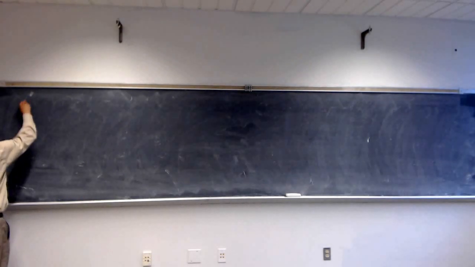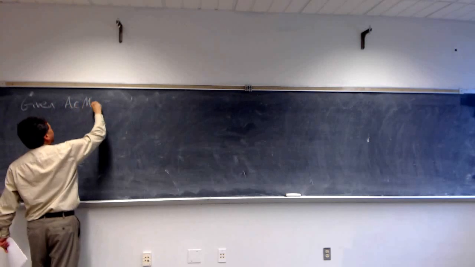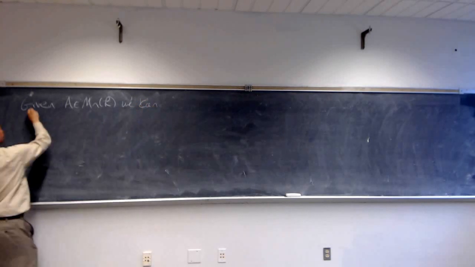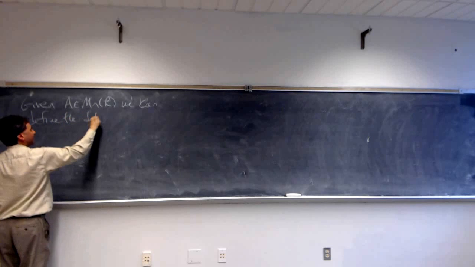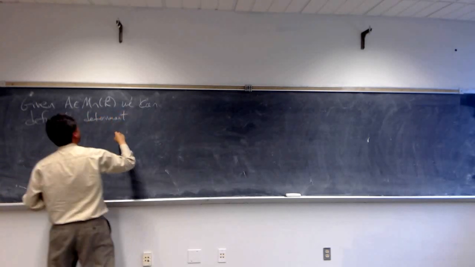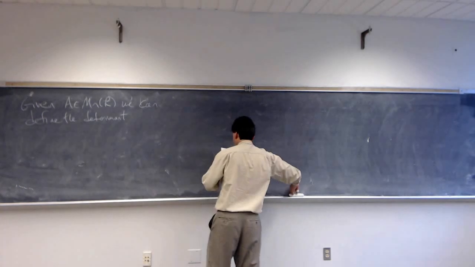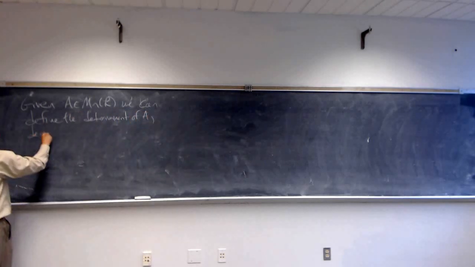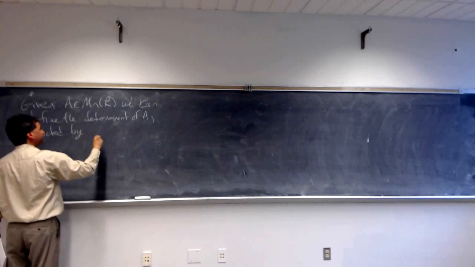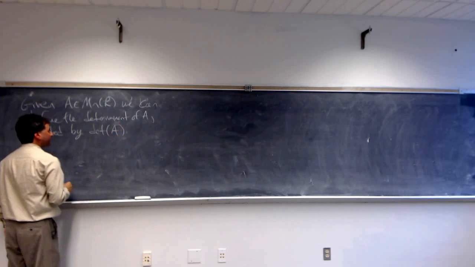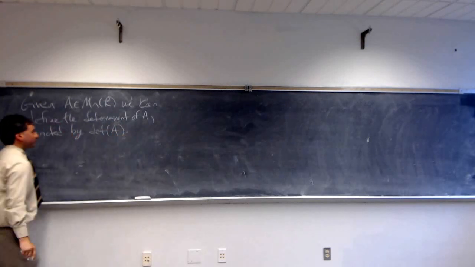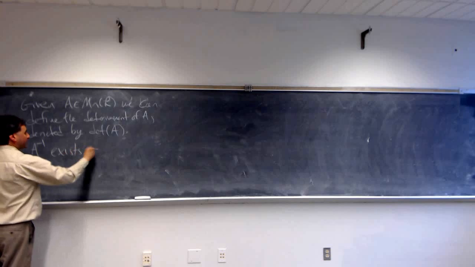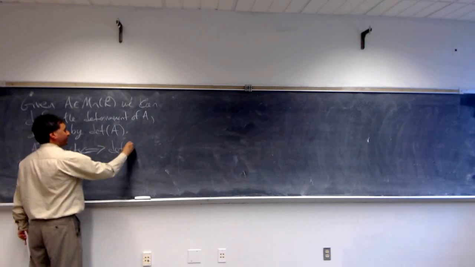Okay, well, given a matrix, we can define the determinant of A, denoted by det of A, and it turns out that A inverse exists if and only if the determinant of A is not 0.